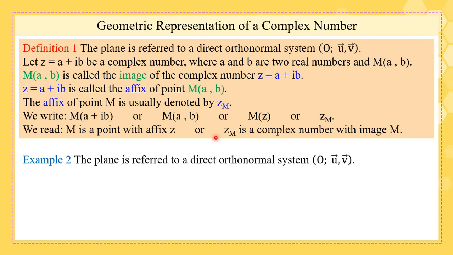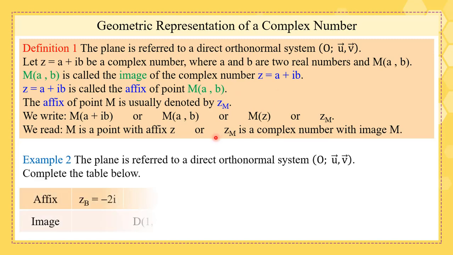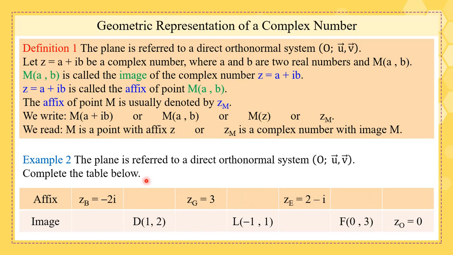The plane is referred to a direct orthonormal system. Complete the table below. Well, this is the affix, and we need the image. If zB is -2i, what do you think the image is? So, you know the affix and you need the image. In other words, you need to write the coordinates of the point. What would be the coordinates of point B in this case? I think this is very easy. It will be B(0, -2).